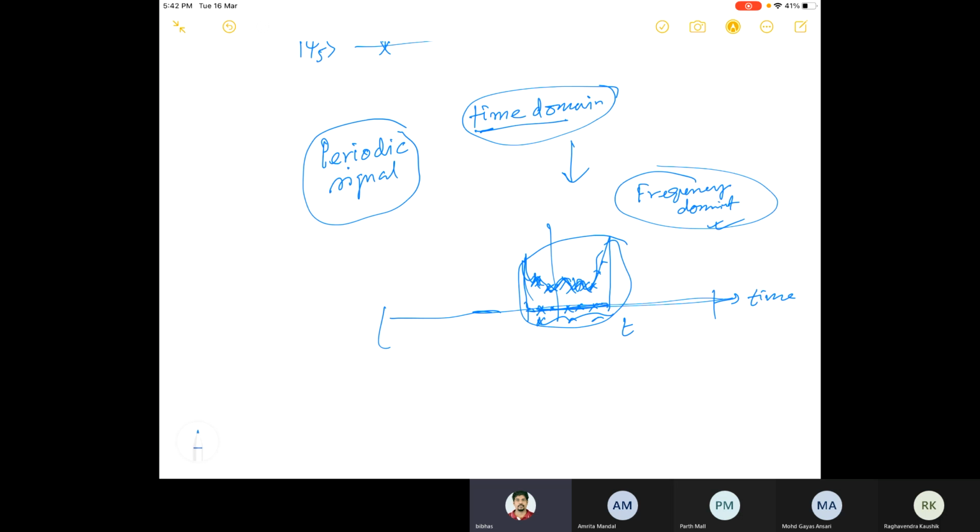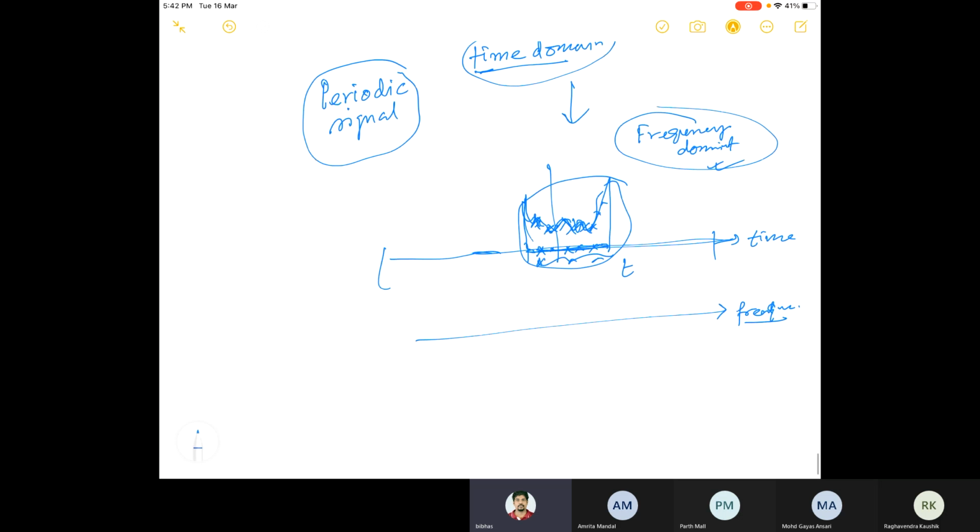Okay. But this data represents the contribution of the different frequency components within the signal. So here is the time domain, and here there will be frequency. How much frequency? Let's say frequency. There is a term in Fourier transform calculus where they use time and omega or something. That's how they write it.